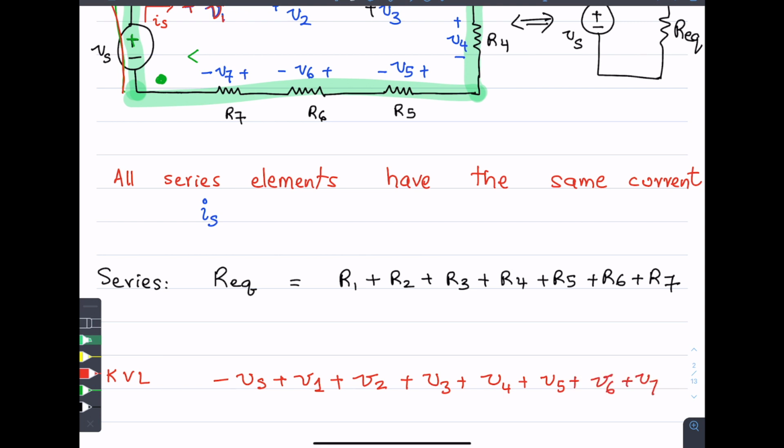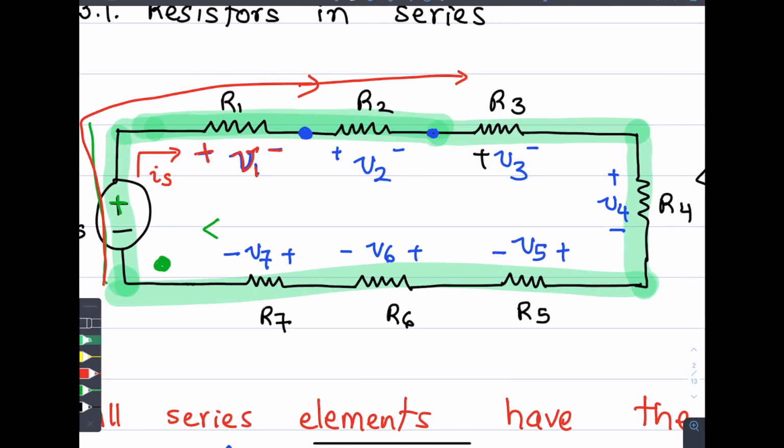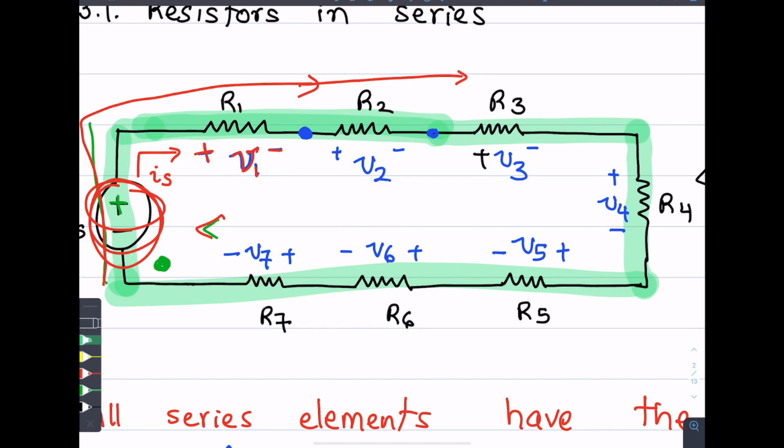And now you have completed the loop along the green path, V1, V2, V3, 4, 5, 6, and 7. Once you have accounted for all the voltages, including the source voltage, and V1 all the way up to V7, then you have completely added all the voltages in the closed loop.